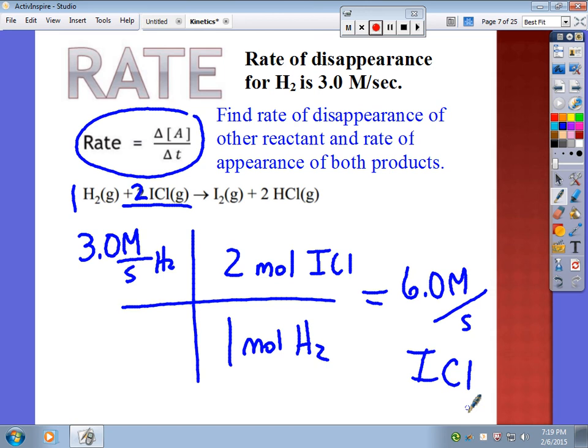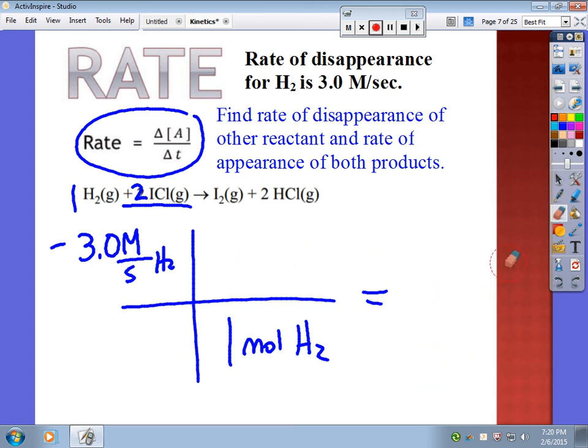Now, if this was negative, why would it be negative? Oh, because it's disappearing. Then this would also be negative, wouldn't it? Because it's also disappearing. Now, let's go ahead and look at my rate of appearance of my two products.